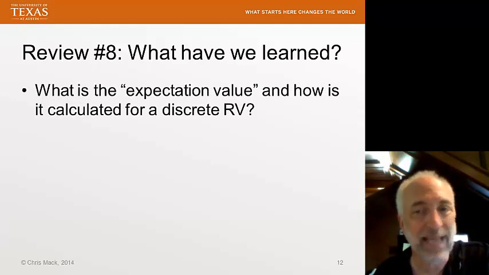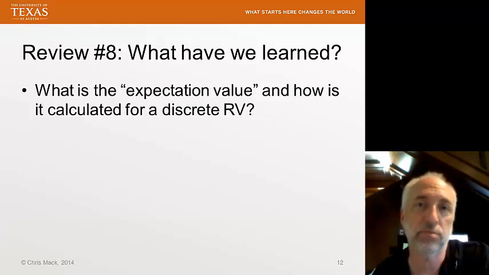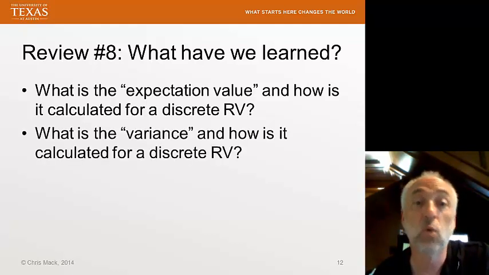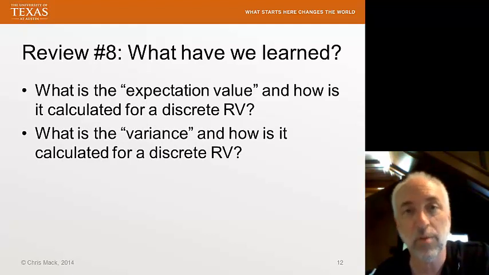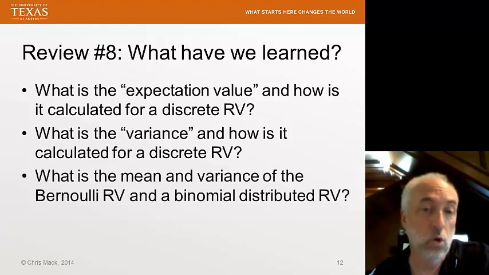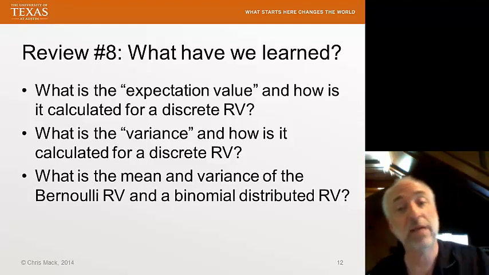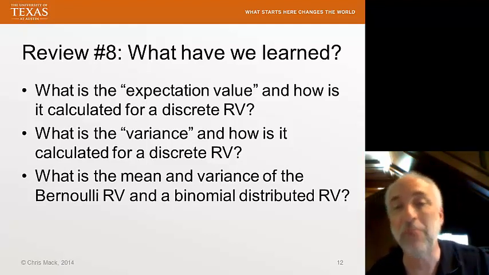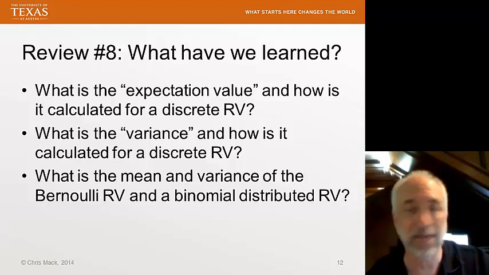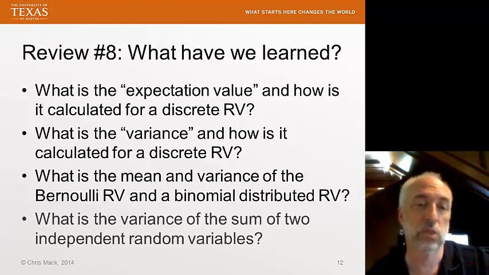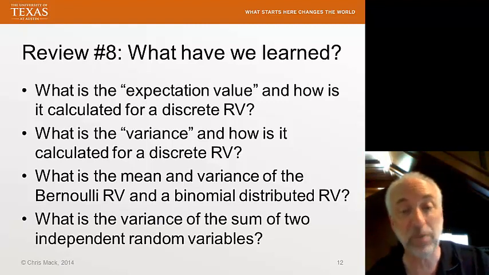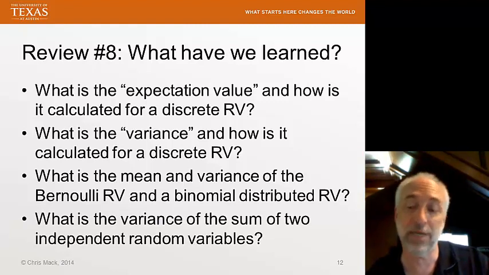What is the expectation value, and how is it calculated for a discrete random variable? What is the variance, and how is it calculated for a discrete random variable? What is the mean and the variance of the Bernoulli random variable and a binomially distributed random variable? And finally, what is the variance of the sum of two independent random variables, and how might that be different if my two random variables are not independent?